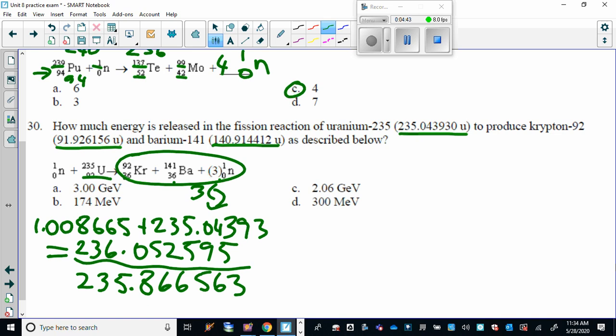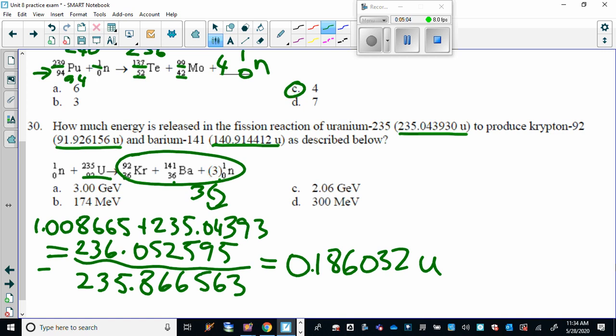To get the energy that's released, we're going to just subtract those 2 numbers. So subtract those numbers, and that's going to be your mass defect. So when you subtract those, you get this. And remember, that's in atomic mass units. That's your mass defect in atomic mass units.